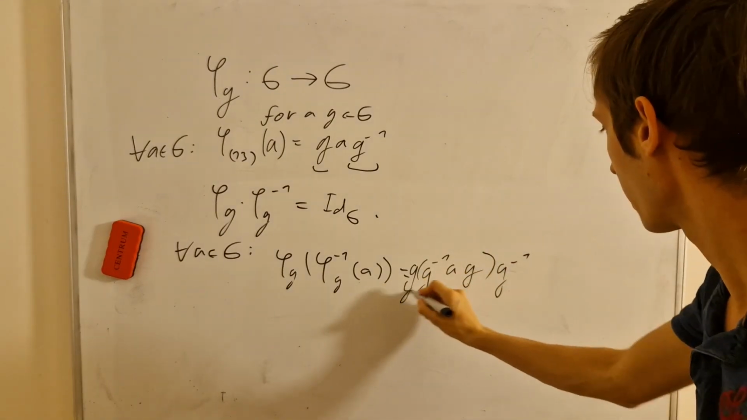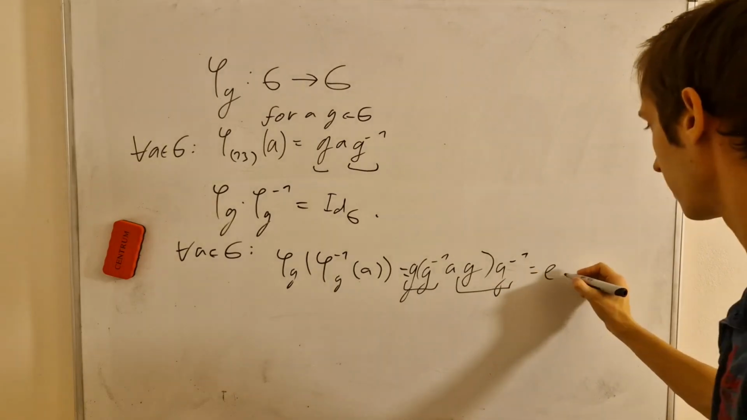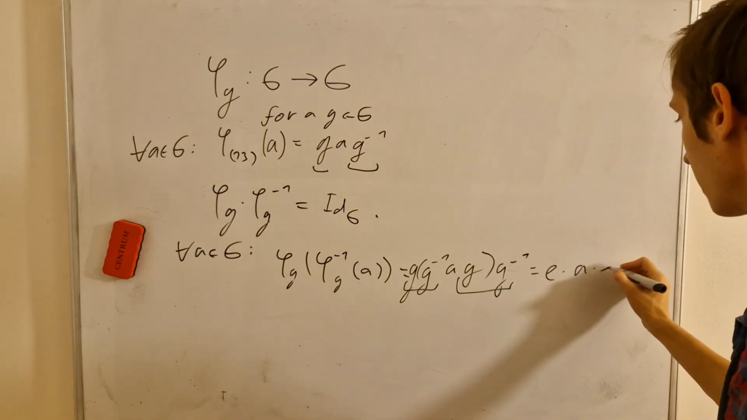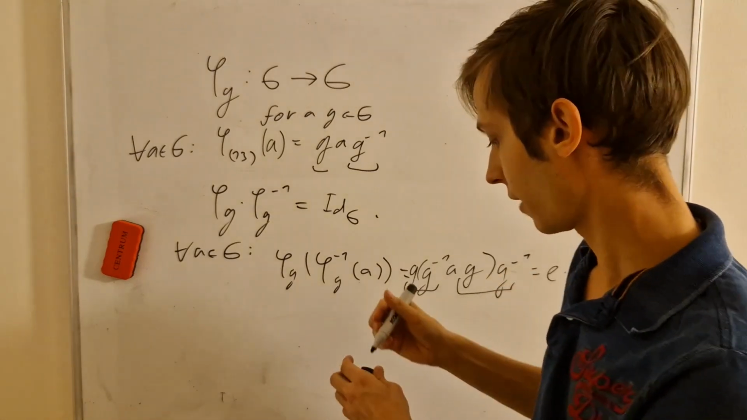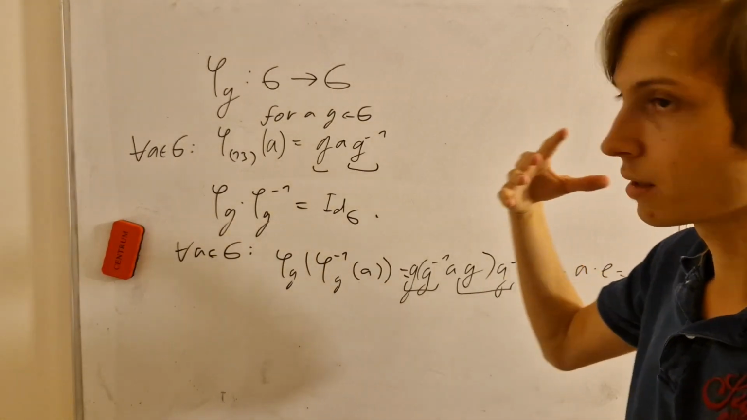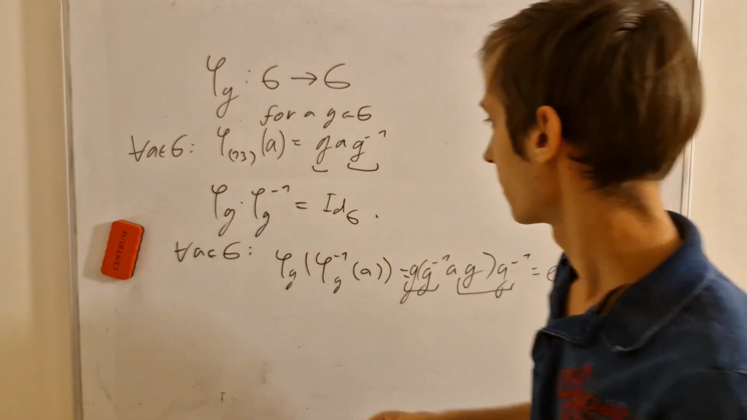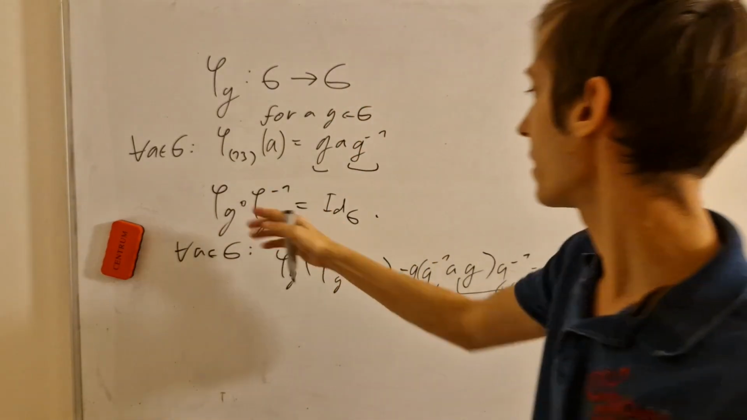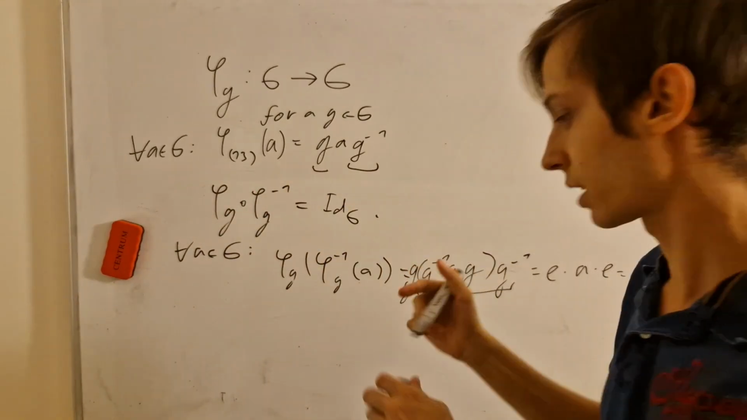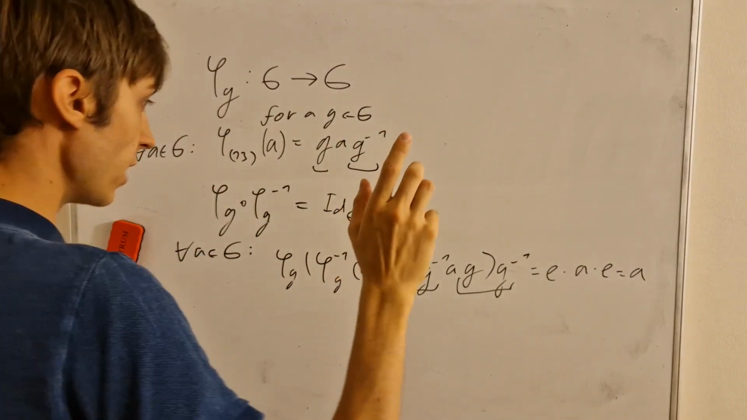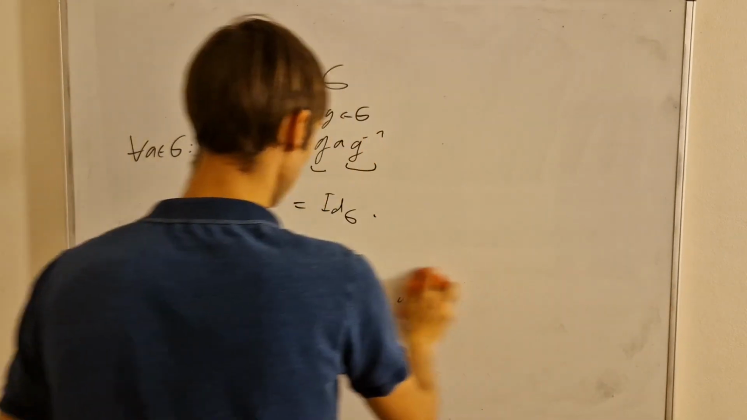Well, these things will become identity. So it's identity times A times identity, so it's A. So that function will be the identity mapping. Alright, so the identity mapping is the result when you put it in operation with its own inverse. That's expected, of course. And let's also see how it becomes a homomorphism.